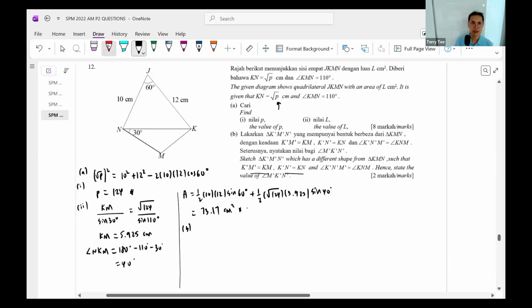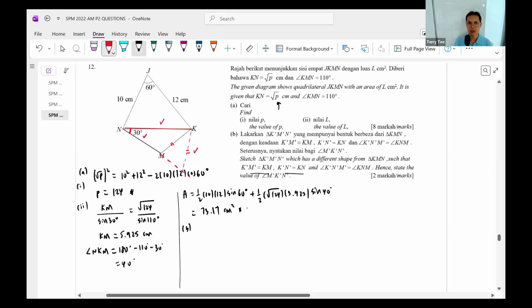Let me use red color. This one cannot change. Angle KNM also cannot change. KM I can't change, but then I can extend it. Sorry, I'll use a dotted line here. You draw the triangle outside, like this. Can you see? When you draw this such that these two are equal length, you're maintaining the length. You have a different shape, but this length is the same, this length is the same, this angle is the same.